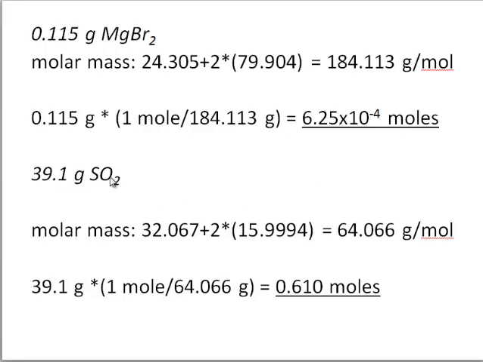39.1 grams of SO2. One proceeds in the same way. Calculate the molar mass, which in this case is sulfur and 2 oxygen masses, gives 64.066 grams per mole. Multiply 39.1 grams by this unit conversion factor. Cancel the grams, and the answer is 0.610 moles.